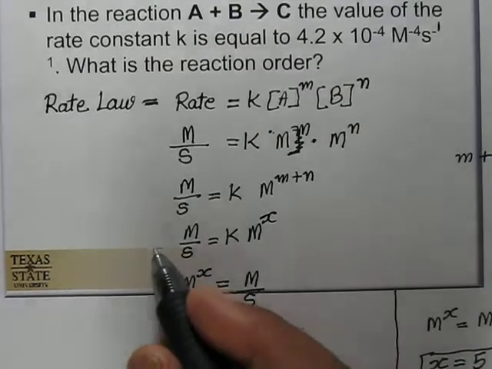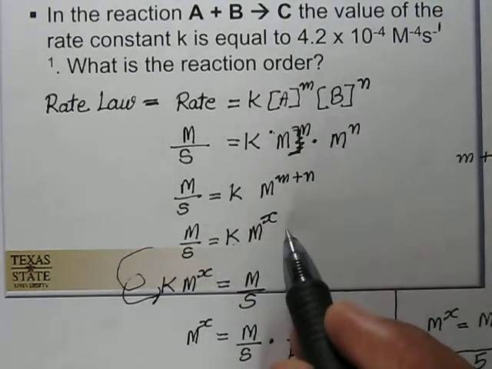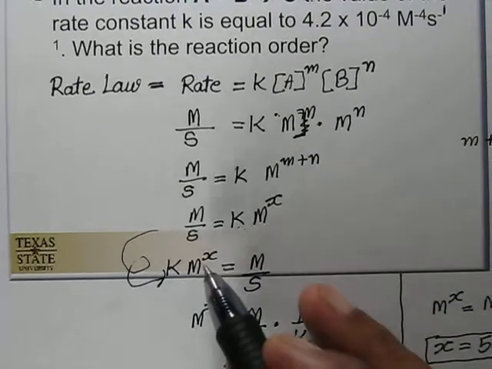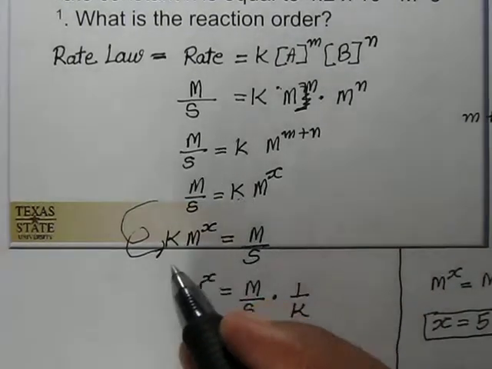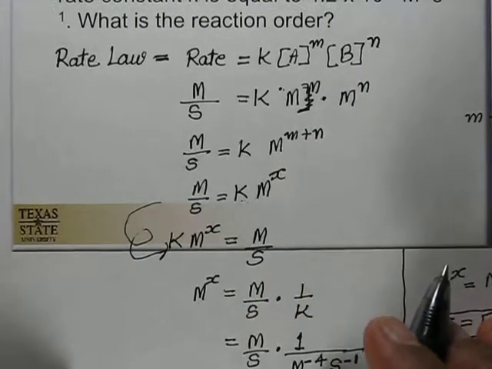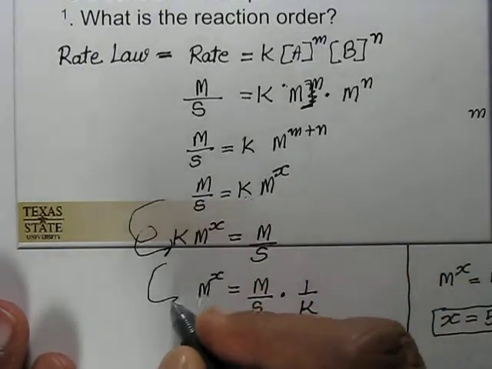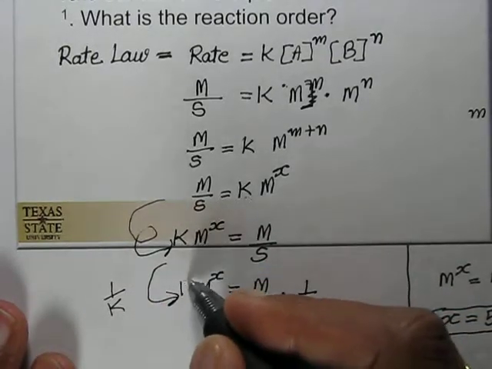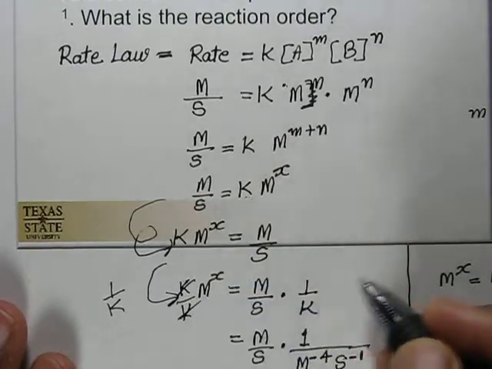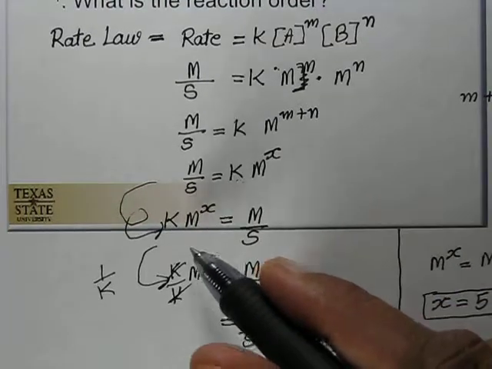Then we can rearrange this equation. These terms will be on the left side, these terms on the right side. So K times M raised to the power x will be equal to molarity per second. Now we can divide. We will divide by K on both sides. So 1 over K times K, both K will be cancelled out. Once you multiply the K on this side, you are basically moving K to the other side.